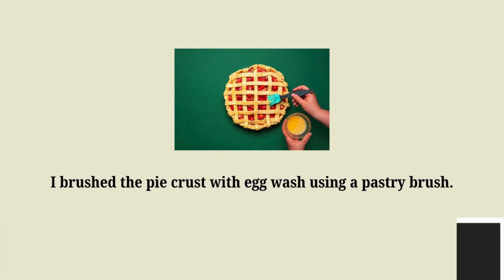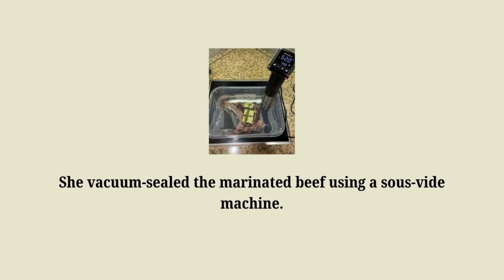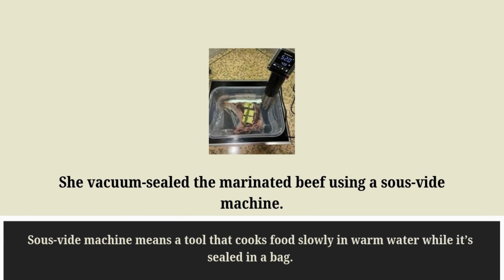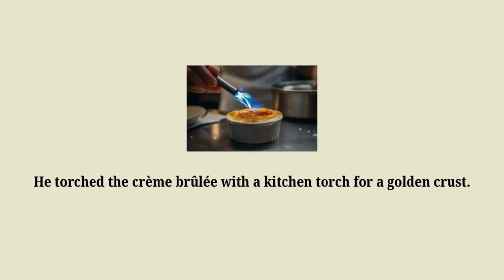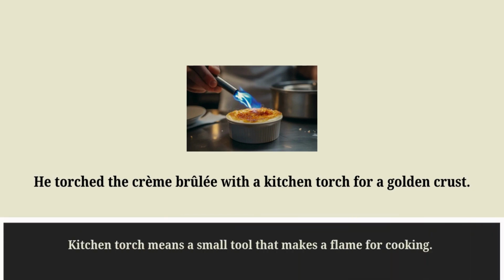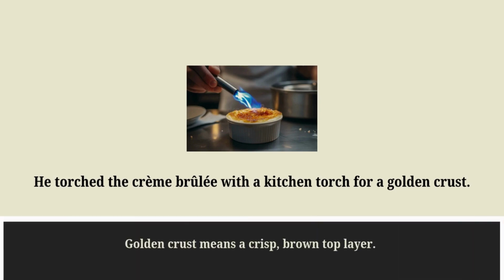She vacuum sealed the marinated beef using a sous vide machine. Vacuum sealed means removing all the air and sealing the bag tightly. And sous vide machine means a tool that cooks food slowly in warm water while it's sealed in a bag. He torched the creme brulee with a kitchen torch for a golden crust. Torched means burned lightly with a flame. Kitchen torch means a small tool that makes a flame for cooking. And golden crust means a crisp, brown top layer.